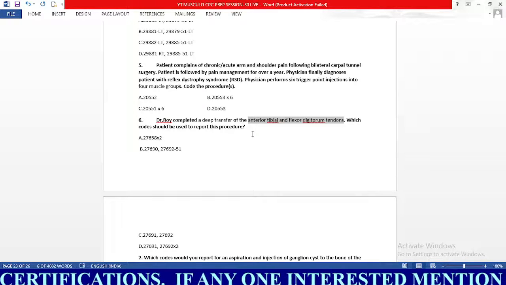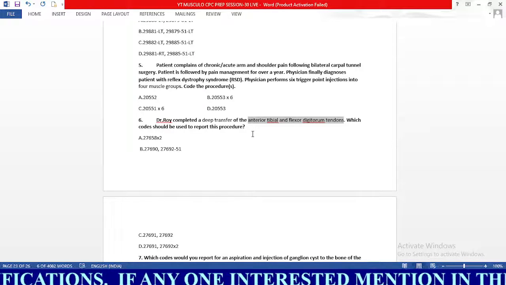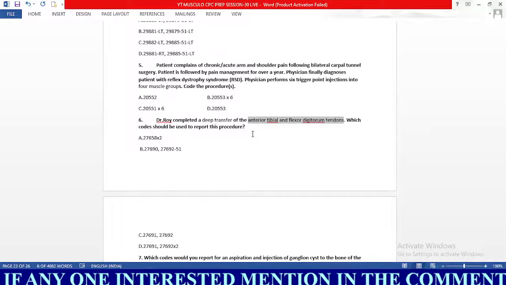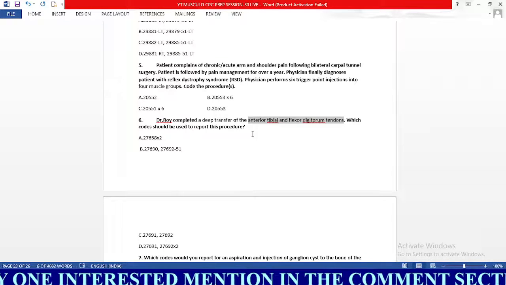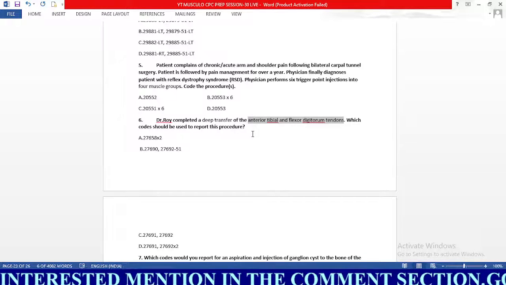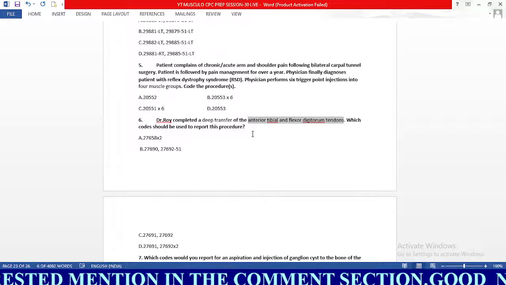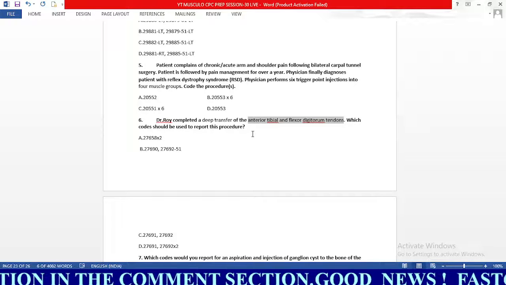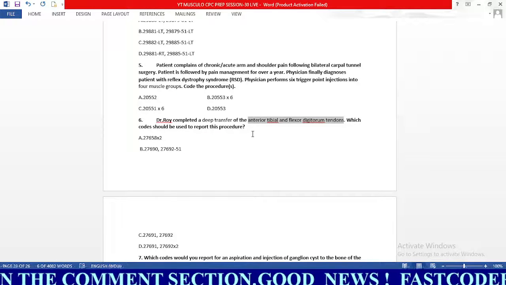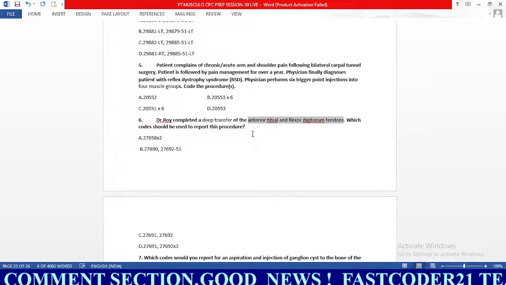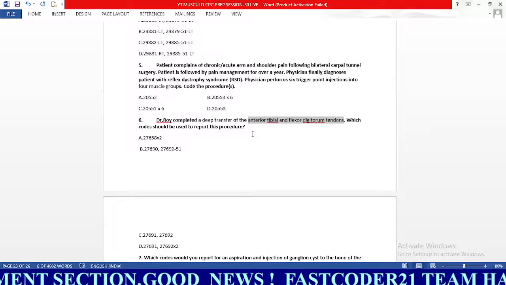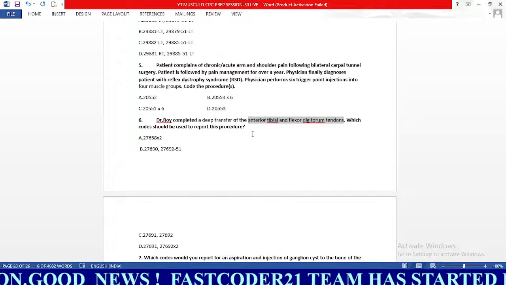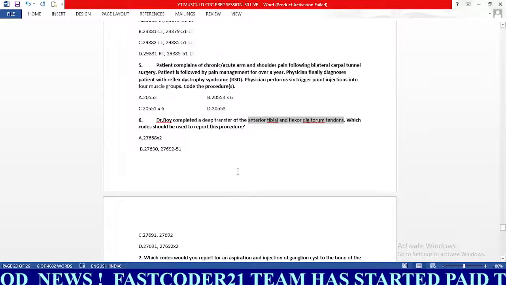So we can check C now. So what is C? 27691. So which is correct? Based on our question keyword, the physician has performed deep transfer and we need to code for one more additional tendon. So here we need to add the add-on code plus 27692. So here our answer is C.